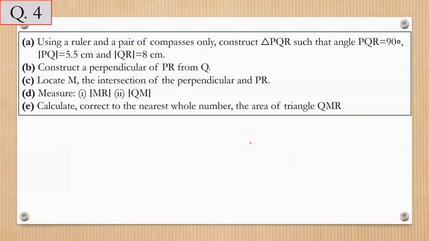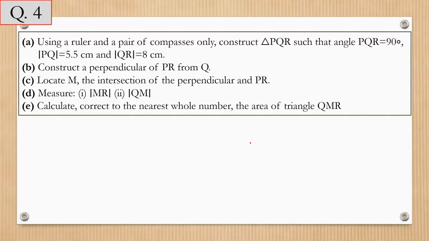The question says, using a ruler and a pair of compasses only, construct triangle PQR such that angle PQR is 90 degrees, the line PQ is 5.5 centimeters, and line QR is 8 centimeters. B, we are to construct the perpendicular of PR from Q. Also, locate point M, the intersection of the perpendicular and PR. We are to measure the distance between M and R, and Q and M. And then calculate, to the nearest whole number, the area of the triangle QMR.